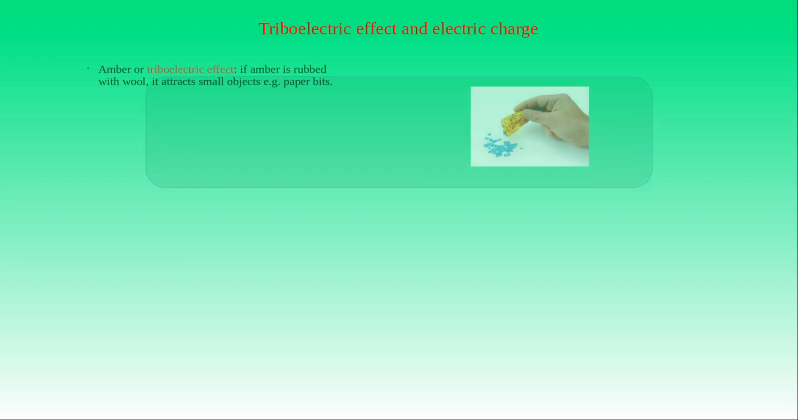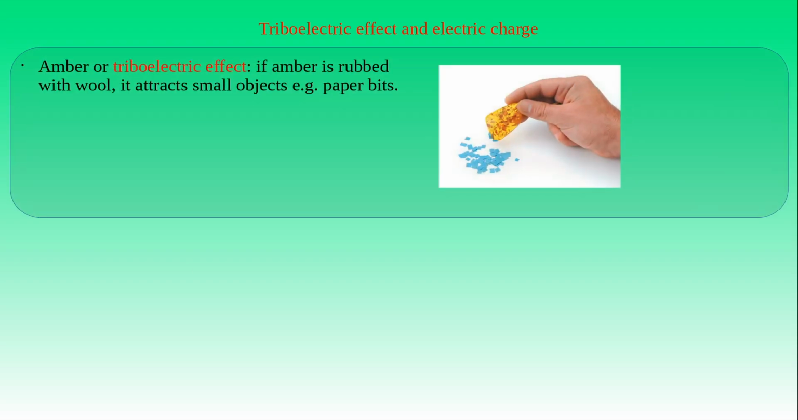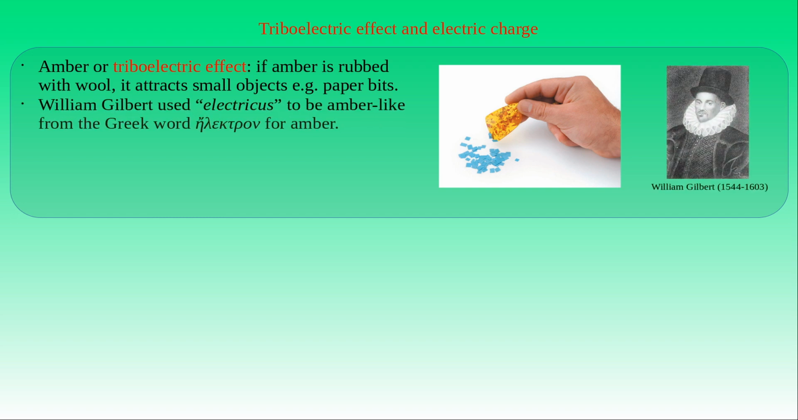Let us start with a basic phenomenon of electricity called triboelectric effect, and introduce the concept of electric charge. In everyday life, the amber effect, or more generally the triboelectric effect, is a well-known phenomenon. If we rub a piece of amber with wool, then it will attract small objects, for example paper bits. The word electricus was introduced by William Gilbert, an English physician and physicist, who used the term to describe the amber-like property of bodies after the Greek word electron, meaning amber.